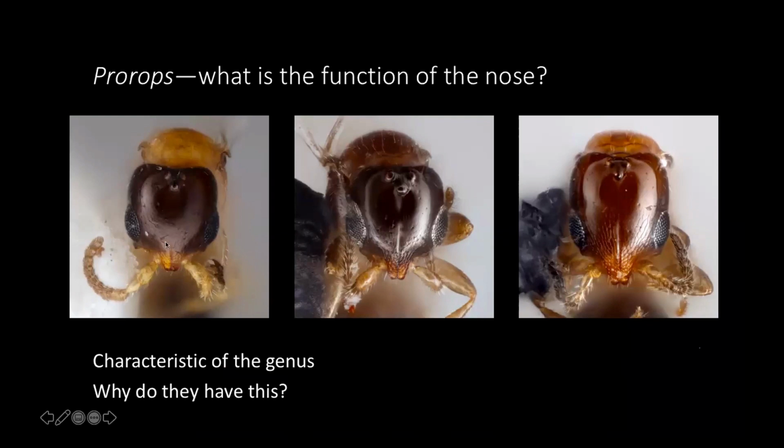One characteristic of the genus Prorops is that they have a nose. It's a structure like this that sticks out of their face. It's kind of a question: what's its purpose? It turns out what we've seen it used for is host feeding and oviposition.